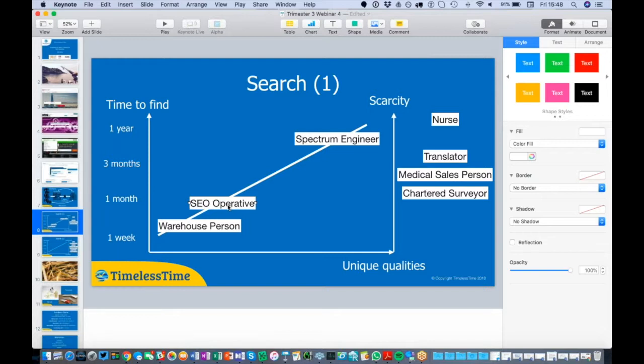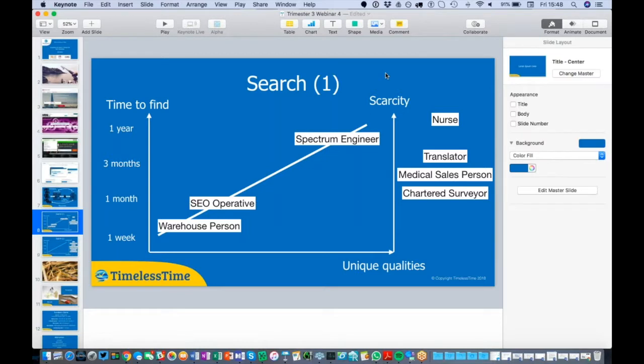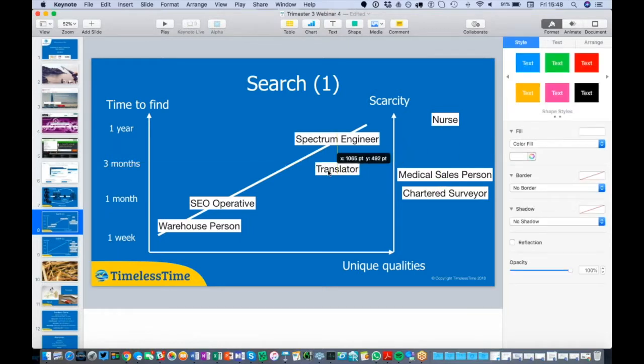I may be wrong. It may be that these people are rarer, or it may be that the spectrum engineer is, in fact, and I'll explain something a bit weird about this when it comes to it. Although the spectrum engineer is very, very scarce, I'll give you an example of why a spectrum engineer, in fact, won't take long to find. But we can fill it all in.